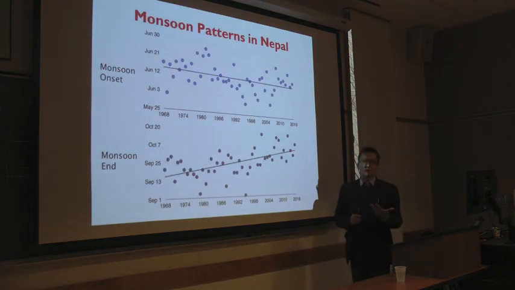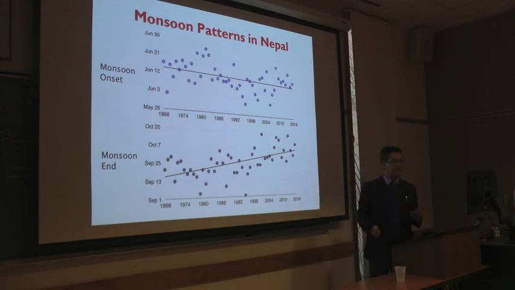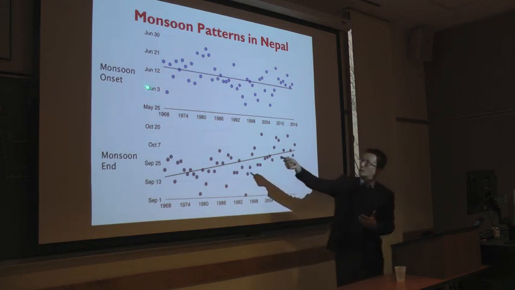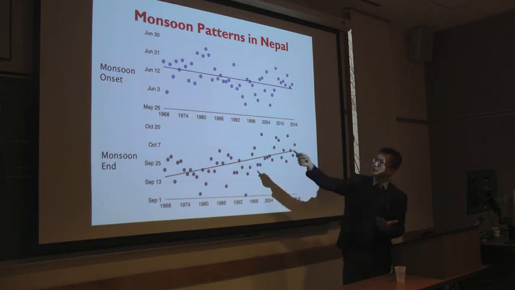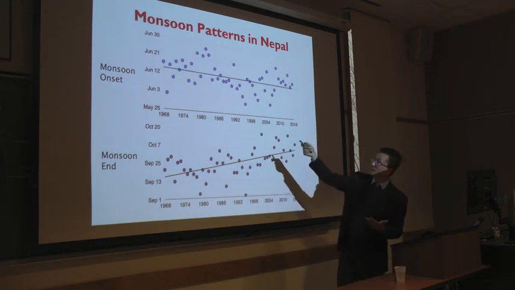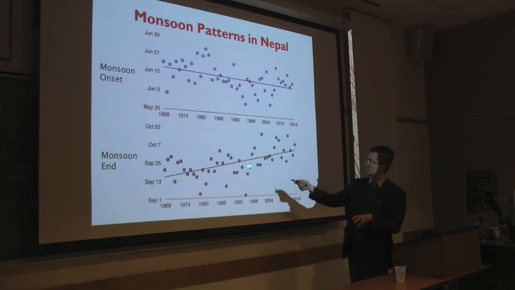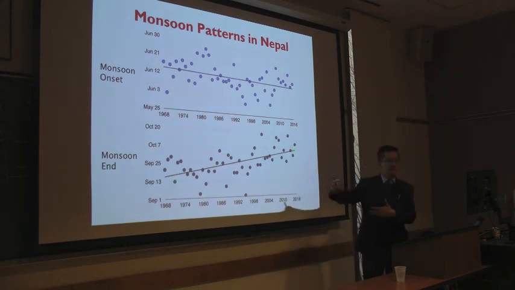I compiled the monsoon event data for Nepal from the Department of Hydrology and Meteorology. So when does monsoon arrive, when does monsoon leave? This is from 1968. So this is the record kept by the DHM in Nepal. So again, not much of a trend in the onset of monsoon, but this is the trend of when monsoon leaves Nepal.